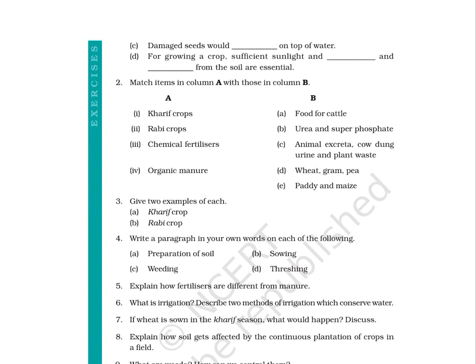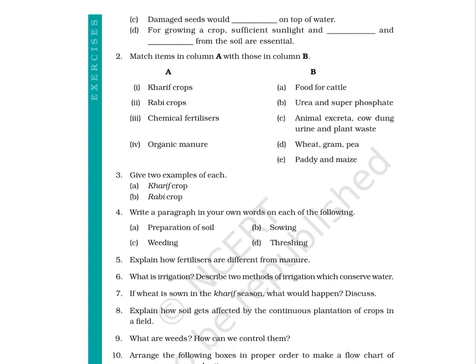2. Match items in column A with those in column B. Column A. 1. Kharif crops. 2. Rabi crops. 3. Chemical fertilizers. 4. Organic manure. Column B. A. Food for cattle. B. Urea and superphosphate. C. Animal excreta, cow dung, urine and plant waste. D. Wheat, gram, pea. E. Paddy and maize.